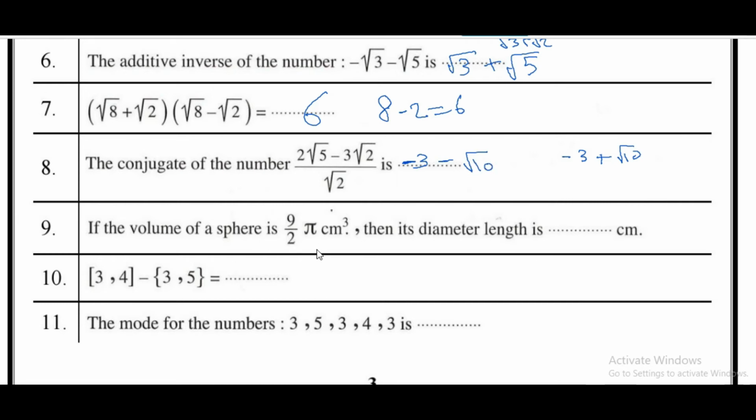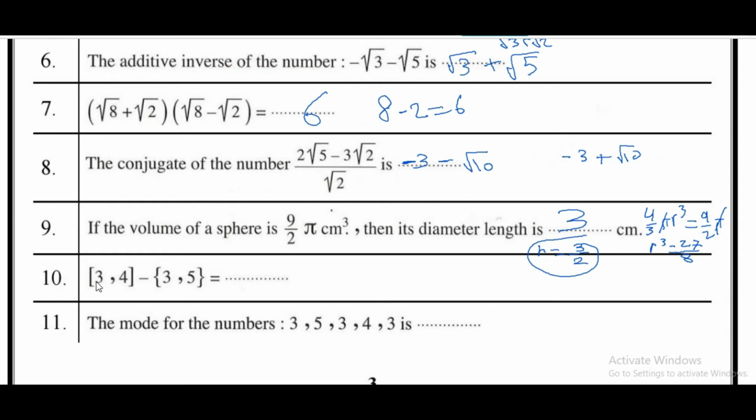الفوليوم بتاع سفير 9 over 2 pi، الفوليوم اللي هو 4 over 3 pi r power 3، كل ده ايكوال 9 over 2 pi. كنسل الباي وذ باي، هنعمل ده ديفايدد ده، يبقى الـ r power 3 لما اعمل 9 over 2 ديفايدد 4 over 3 هتبقى 27 over 8. Take the cubic root، يبقى الـ r ايكوال 3 over 2. الديامتر دبل للراديوس، اعمل ده تايمز 2 يطلع الديامتر 3 سنتيمتر.